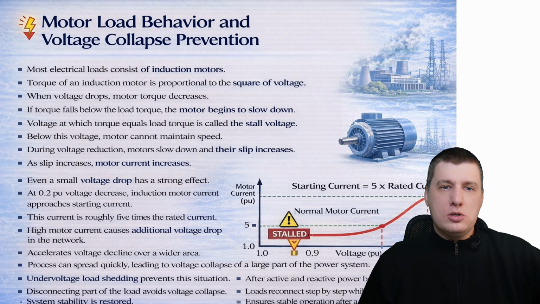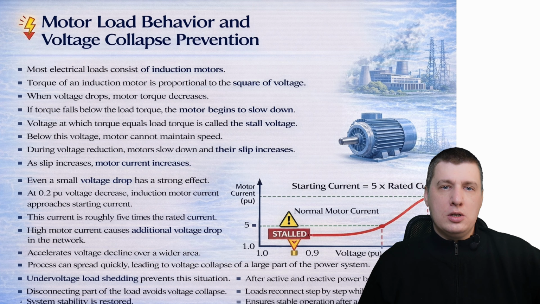Most electrical loads consist of induction motors. The torque of an induction motor is proportional to the square of voltage. When the voltage drops, motor torque decreases. If torque falls below the load torque, the motor begins to slow down. The voltage at which torque equals load torque is called the stall voltage. Below this voltage, the motor cannot maintain speed.